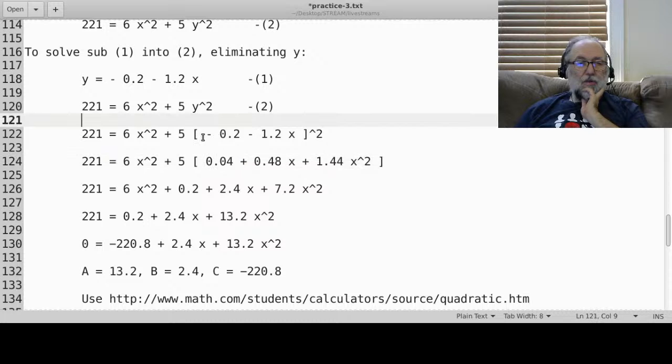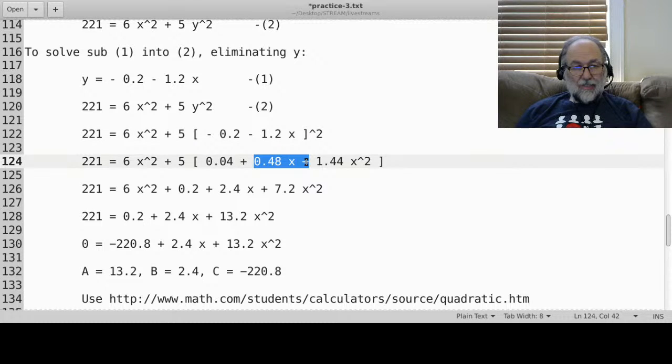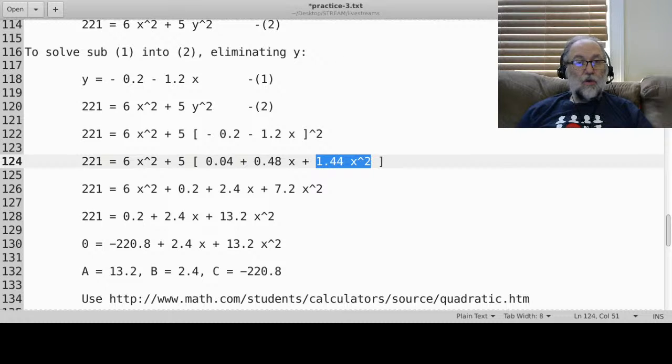Okay? And then you do negative 0.2 multiplied by negative 1.2 multiplied by 2 because it's the middle term, and you get 0.48x. Okay, and then finally you do negative 1.2 multiplied by negative 1.2, and that's 1.44, and that's the squared term. So basically I just expanded the binomial there. All right, and there we go. That's this one here.